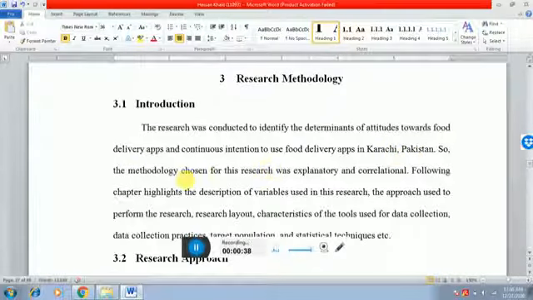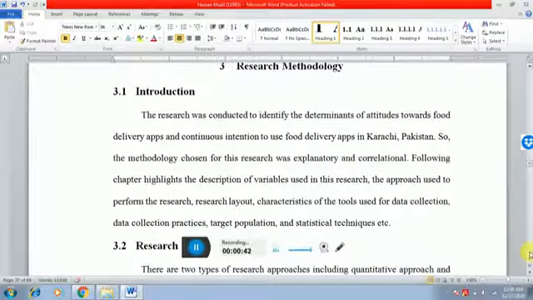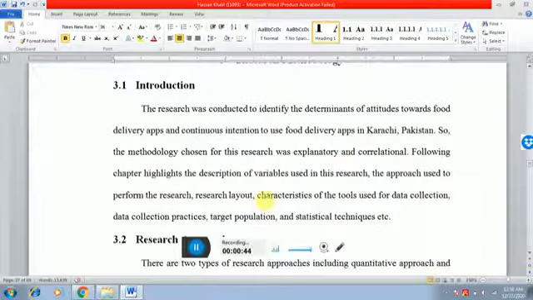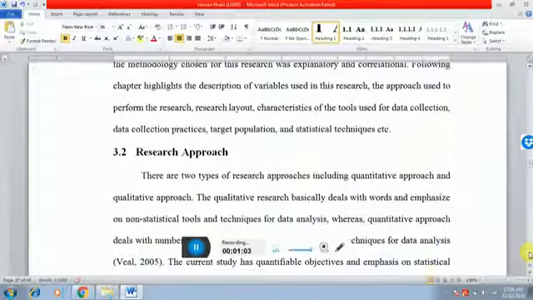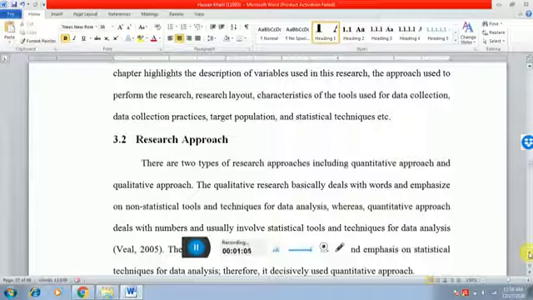So the methodology chosen for this research was explanatory and correlation. You have to just provide us a complete summary of this chapter, what you have done and what methodological technique you used, what was your research purpose, what was your research design, how you gathered the data, which statistical technique you used, how much data you gathered. You have to just provide a basic introduction over here in few lines. After this, you have to briefly explain each and every aspect of the methodology.